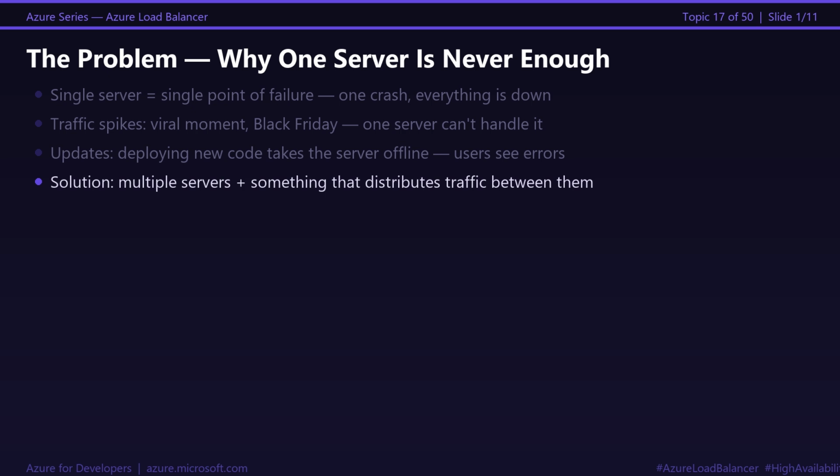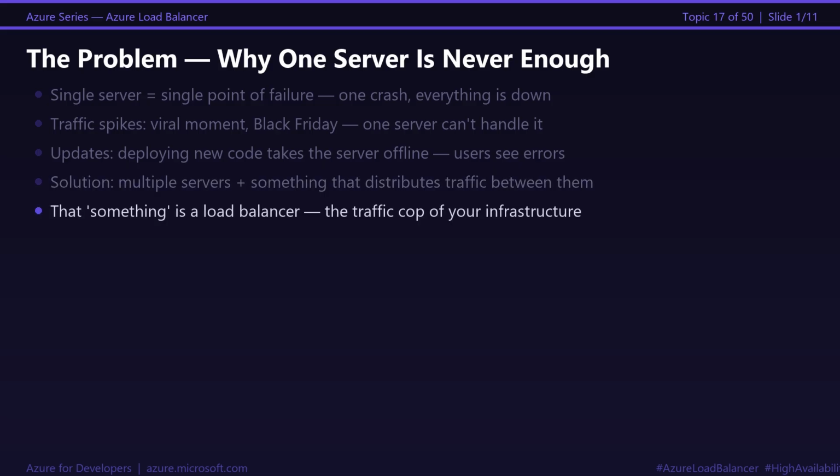Let's get into it. Azure Load Balancer works at layer 4. That means TCP and UDP traffic, IP addresses and ports. It doesn't read your HTTP headers. It doesn't know your URLs. It just sees packets and decides which server gets them.